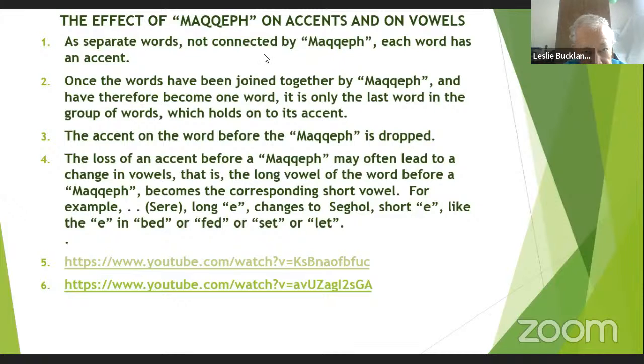As separate words, not connected by makaf, each word has an accent. When the words have been joined together by makaf and have therefore become one word, it is only the last word in the group of words which holds on to its accent. The accent on the word before the makaf is dropped. The loss of an accent before a makaf may often lead to a change in vowels. That is, the long vowel of the word before a makaf becomes the corresponding short vowel. Okay, so that's what we have seen there.